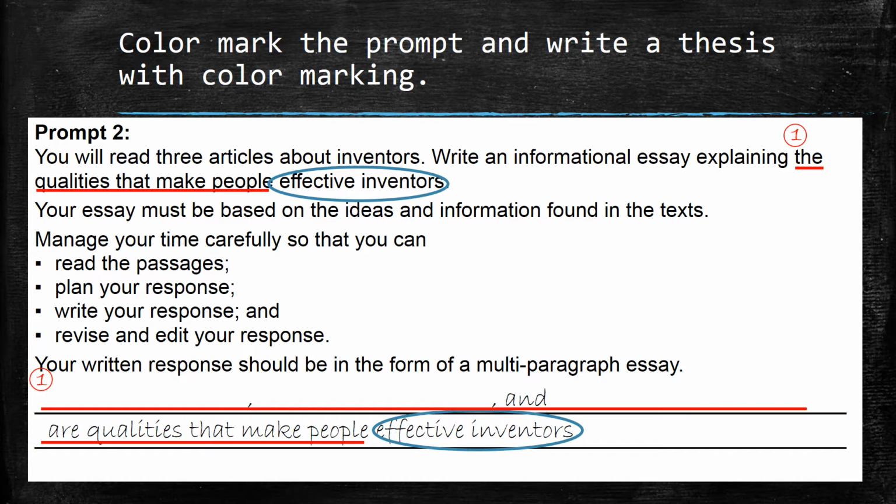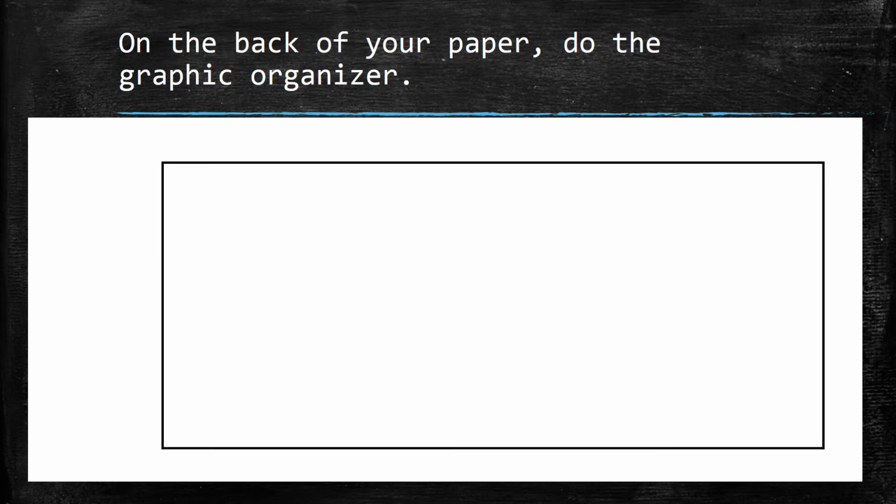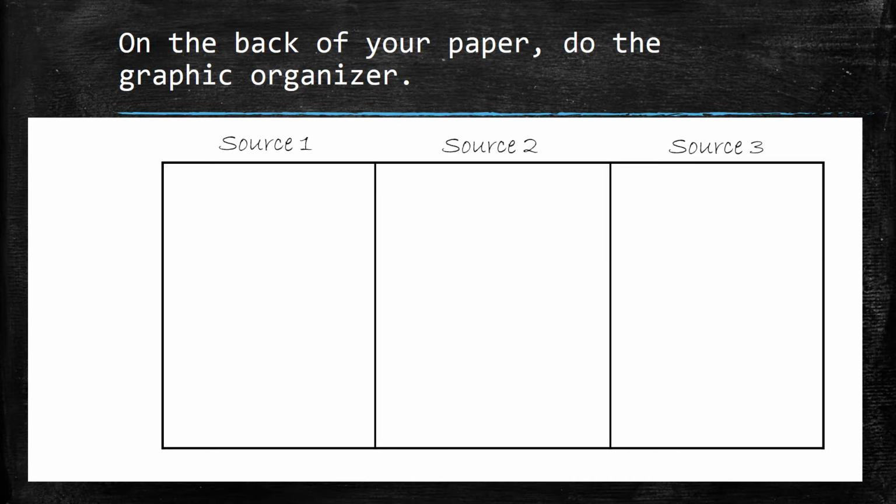So on the back of our paper, we're going to create a graphic organizer just like we did for the previous prompt. Remember, for the sake of argument, we're going to say source 1, source 2, source 3. We're going to pretend that there's 3 sources. So I'm going to set up my rectangle just like that, to have 3 sources. Now, there's only 1 point identified in that prompt, and that was the qualities. So I don't need to divide this horizontally. I'm just looking for the qualities. And it could be I find 5 qualities among all the sources, but I'm looking for the qualities. So the point I'm making is always going to be on the left side of that graphic organizer.